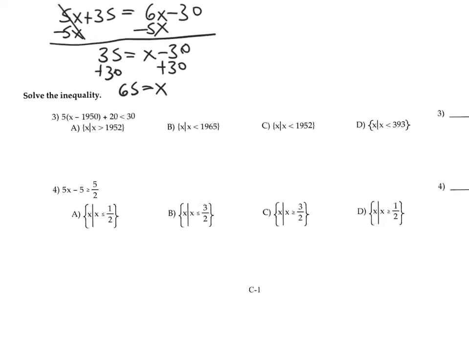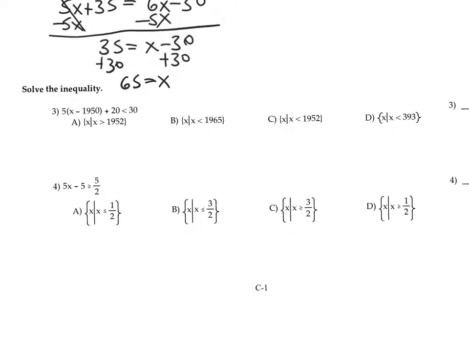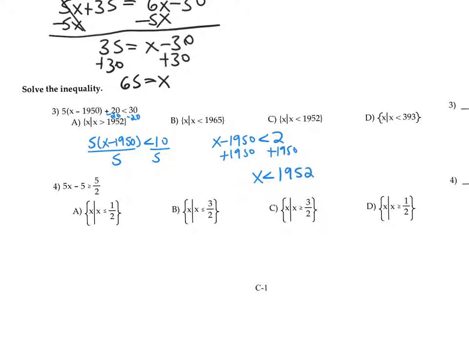Now moving on to inequalities. For number 3, in order to solve it, I'm going to actually use my SADMET properties. I'm going to subtract 20 on both sides first. When I do that, I get 5 times x minus 1950 is less than 10. Then I divide by 5. So now I have x minus 1950 is less than 2. I add 1950 to both sides. I get that x is less than 1952. So notice that to write this in set builder notation, I say the set of all x such that x is less than 1952. Answer choice C.